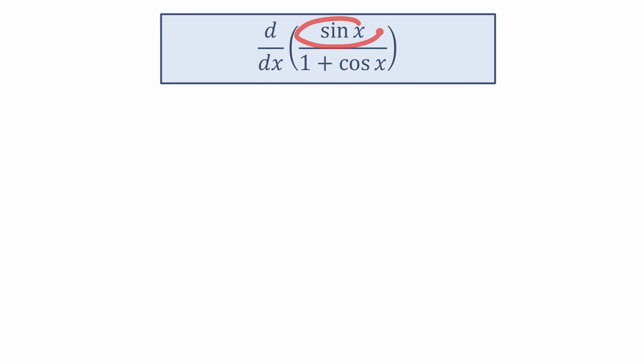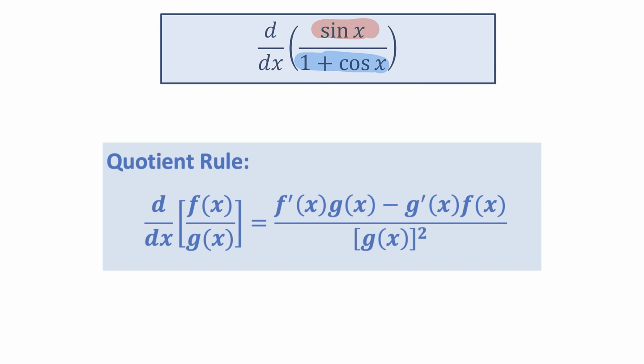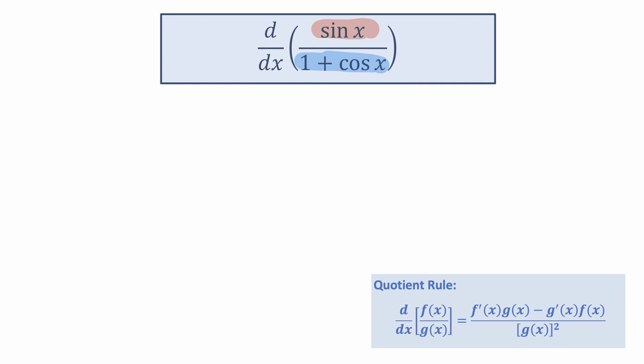This time I have a quotient of two functions of x, so I'll need the quotient rule. And this is also the first time that we see some trig functions. Let me highlight the top function in red and the bottom function in blue. The quotient rule says do the derivative of the top times the bottom minus the derivative of the bottom times the top, all over the bottom squared. So let me follow that format.